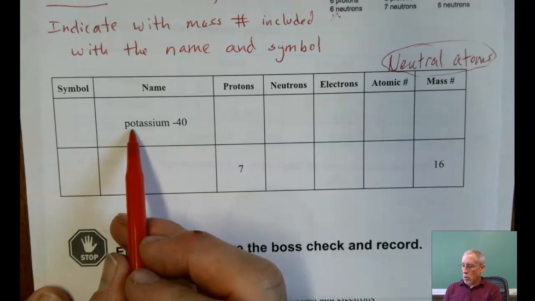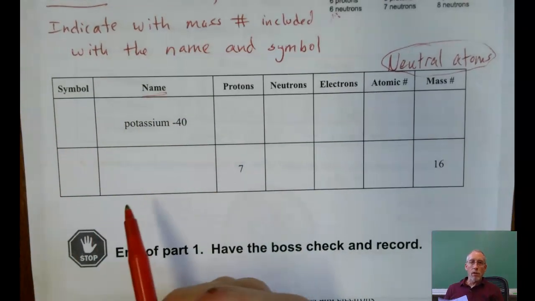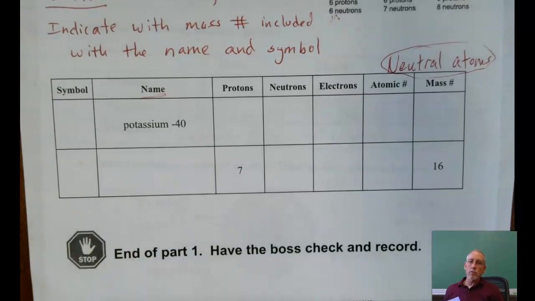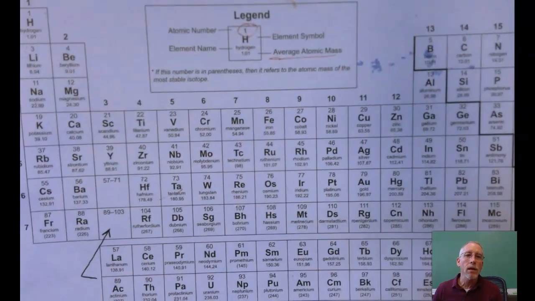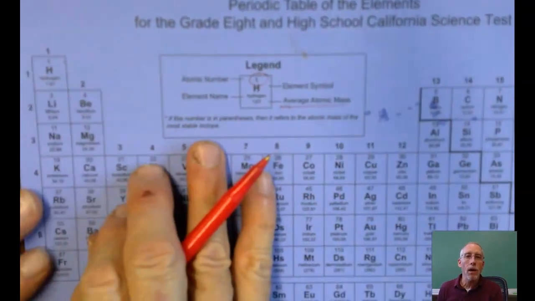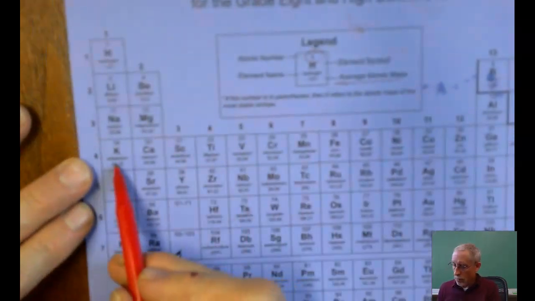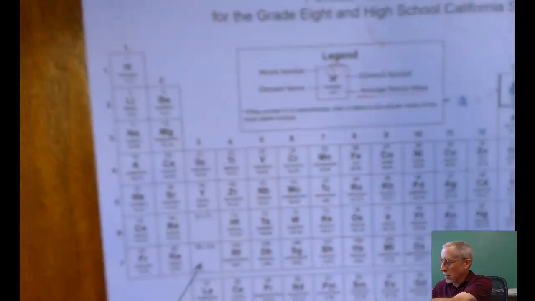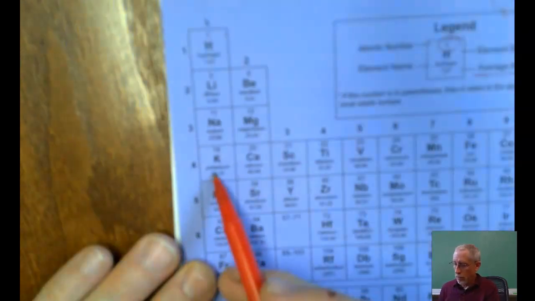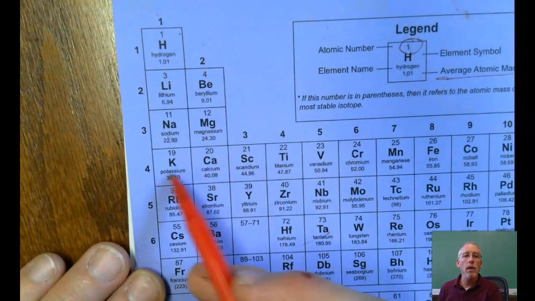Okay, so if you know the name, remember you have to have a periodic table nearby to be able to find the name. And this can be frustrating when you're new to the periodic table because it's not in alphabetical order. It's in order of the atomic number. So you have to search around, but I'm going to help you. So here's potassium. It's another one of those that has a symbol that doesn't match the first letter of the name. There we go. Here's potassium.